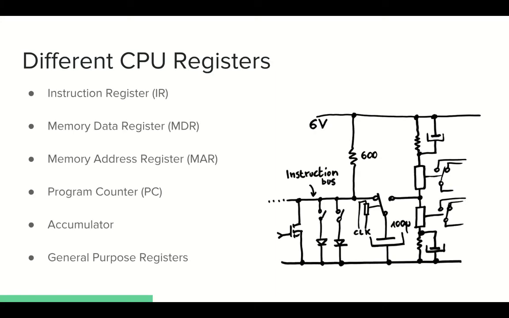So there are different kinds of CPU registers, which all play vital roles in the operation of a CPU, and they are otherwise known as special purpose registers. The first one is the instruction register. The instruction register holds the instruction currently being executed.